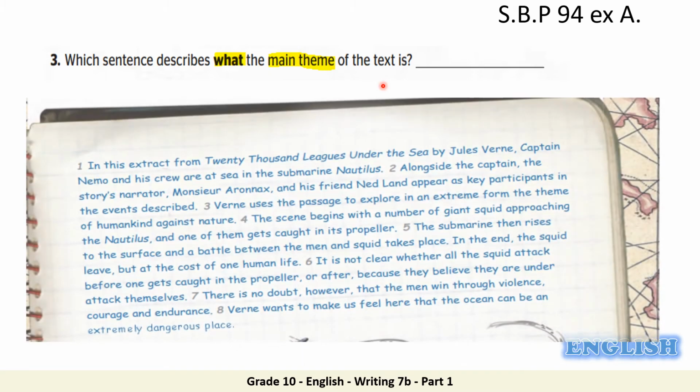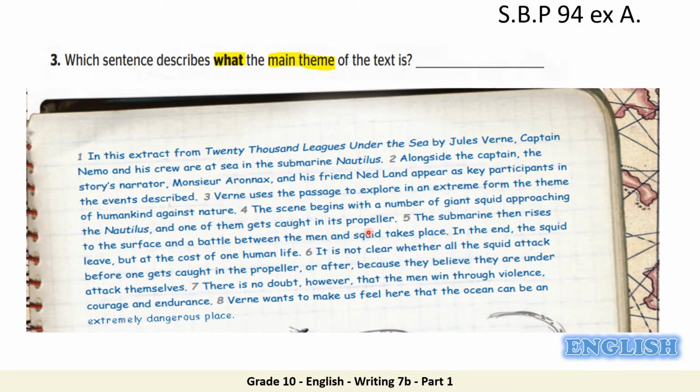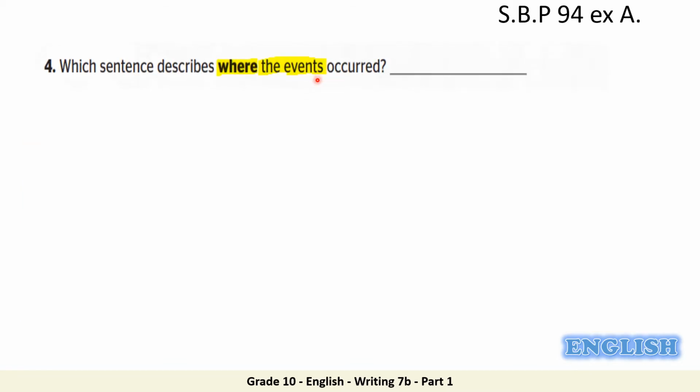Pause the video for a while. Try to highlight the sentence in your student book. Now, the answer is, that's right, sentence number 3. So, and what is the main theme of the text or the story? That's correct. So, the theme of humankind against nature. Let's go to the next question.